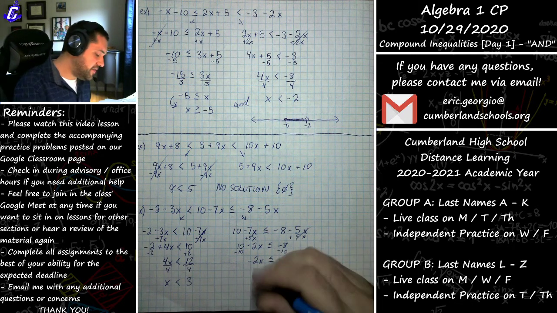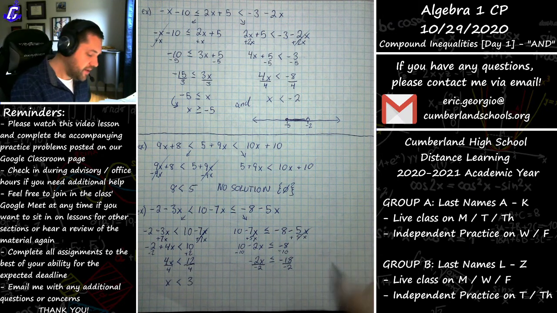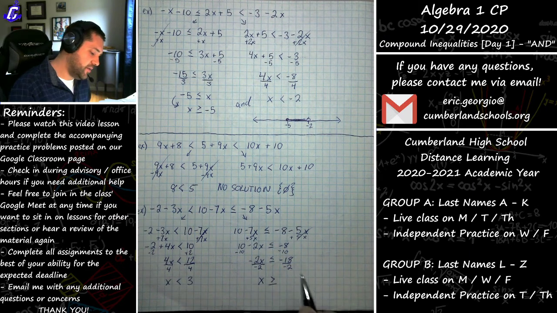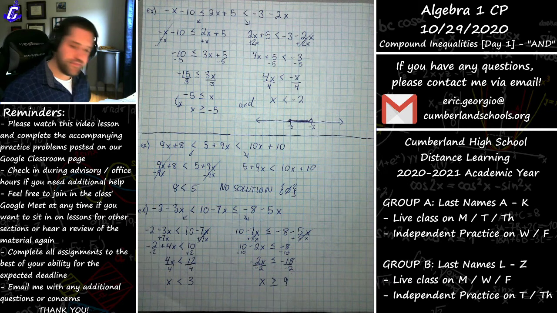And last but not least, dividing both sides by negative 2 is going to cause that inequality to flip. So we're going to get x is now greater than or equal to positive 9. Negative 18 divided by negative 2.